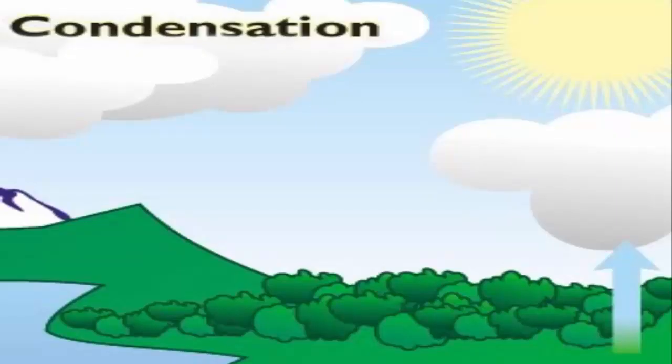The next stage is condensation. Condensation occurs when the water vapor cools down and attaches itself to the dust in the atmosphere and forms water droplets. The water droplets float in the atmosphere and create clouds.